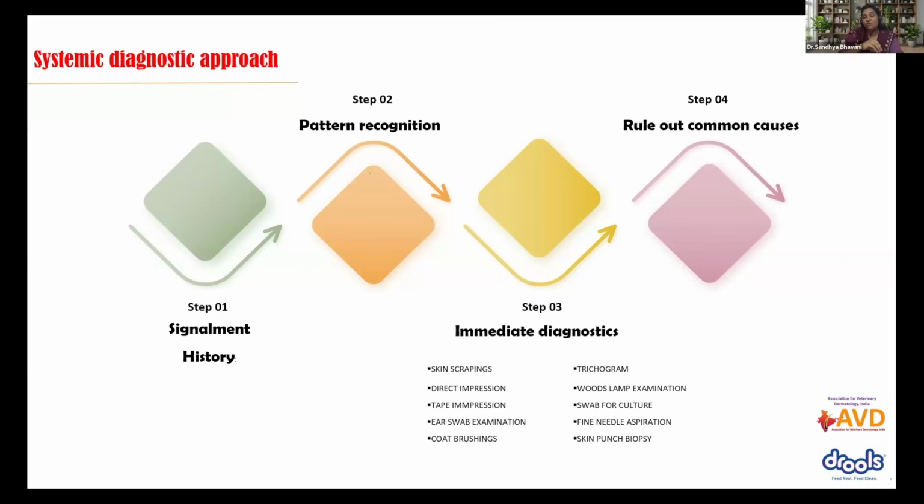By questioning the owner, around 50% of the cases you can diagnose, or at least you can make the differential diagnosis. The second step in any dermatological condition is pattern recognition, which we are going to talk about today. What we mean by pattern recognition is how the lesion is present, what the nature of the lesion is.